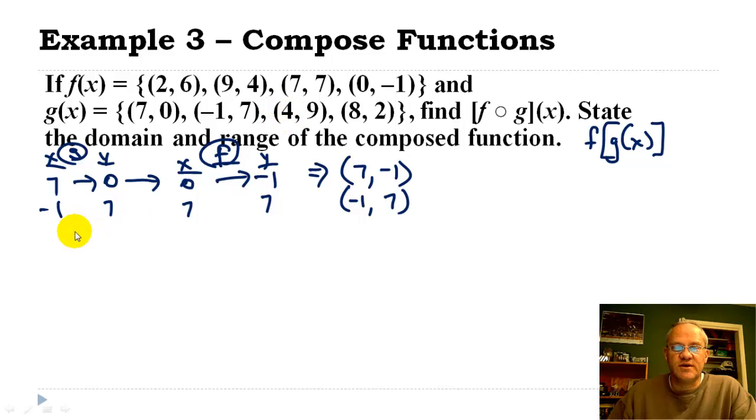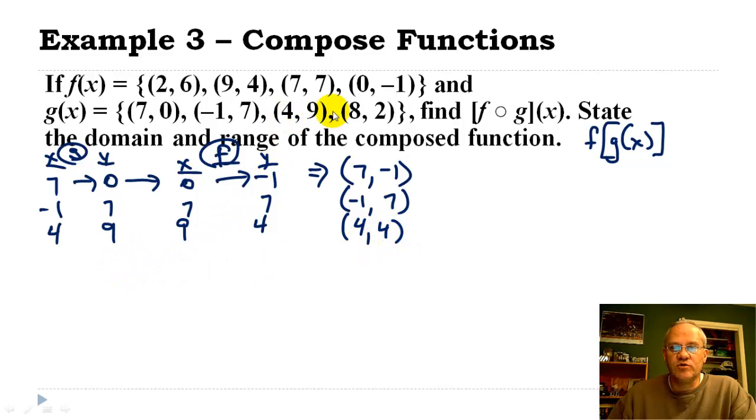Now let's go to the third one. I got 4 here that I can also look at. 4 goes with 9. Is there a 9 in the f? Yes, there's a 9, so that means we can plug the 9 into f, and what goes with that is 4. So what I end up with here at the very end is the first x and the last y, which is 4, 4.